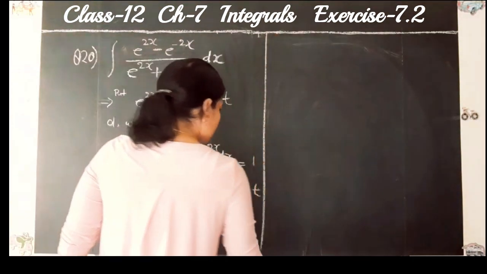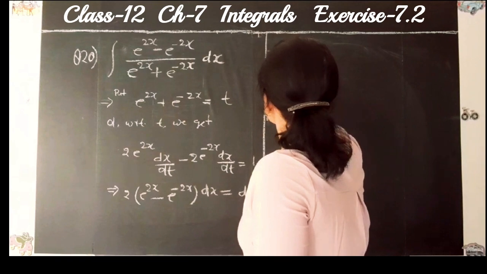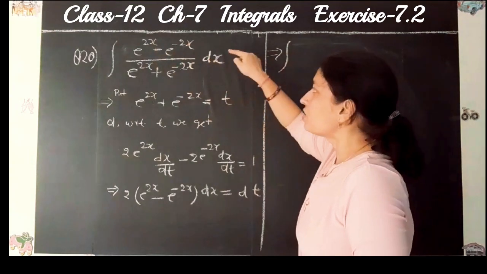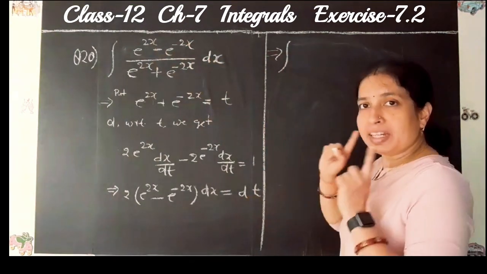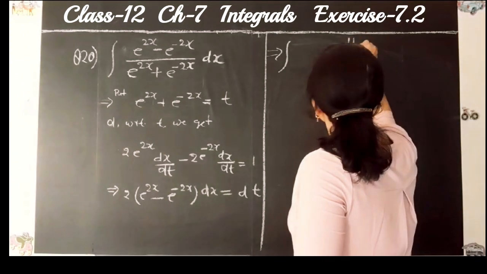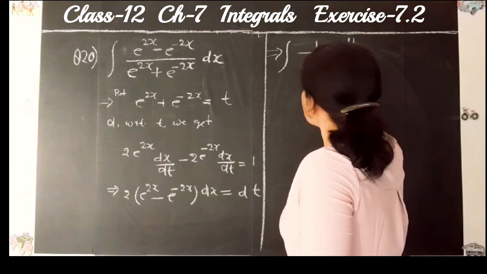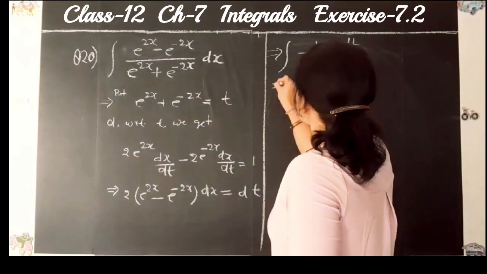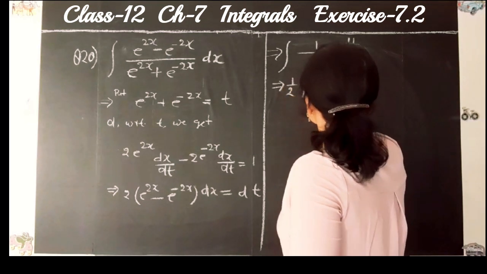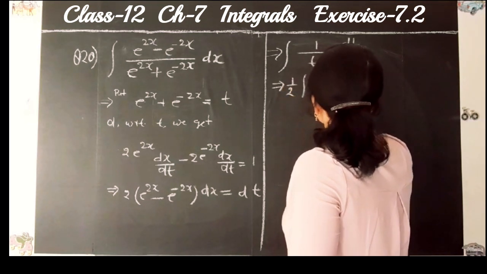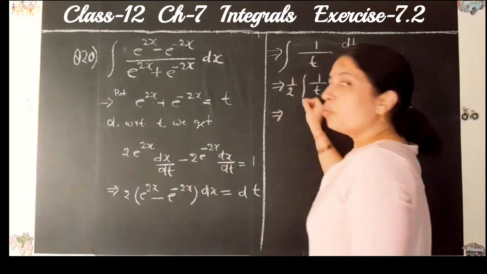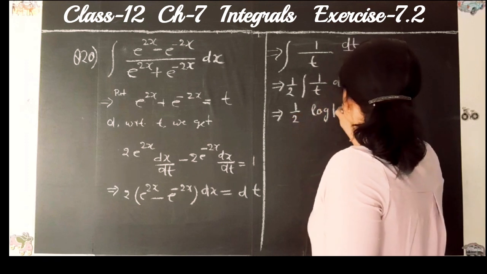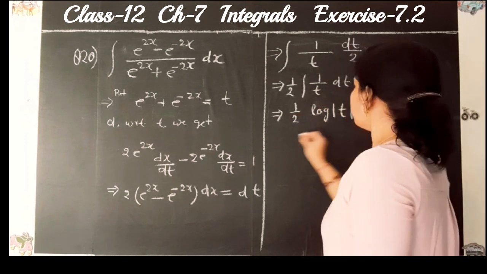So we can write our integral in place of e to the power 2x minus e to the power minus 2x dx. We will write dt by 2. Yes, so first write dt by 2. And here this one is t, so write here 1 by t. So we can write 1 by 2 integral of 1 by t dt. And we know that integral of 1 by t is equal to log mod t and write a constant c.